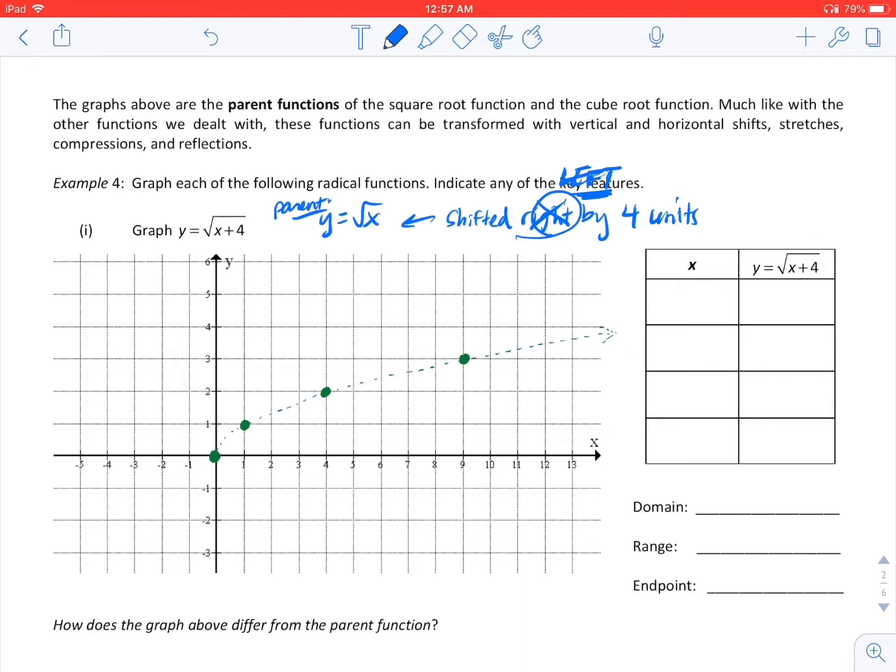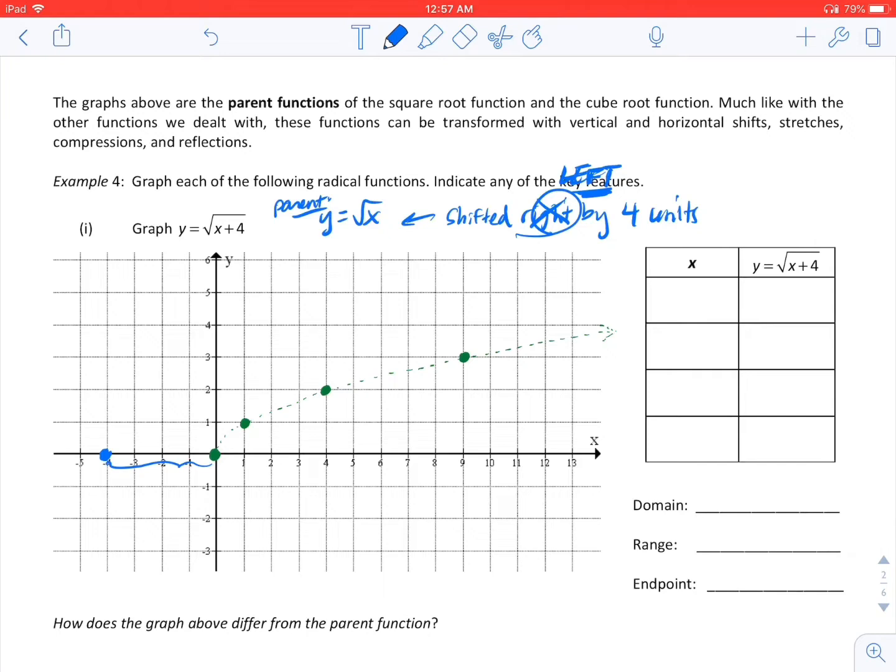Anyways, shifting left 4 units would mean take the point that's on the parent function and shift it left by 4 units. Don't shift it up or down, just left. Same with all the other points on the graph of the function. Left 4 units would mean here. 1, 2, 3, 4. 1, 2, 3, 4. And here's the new graph of the appropriate radical function.